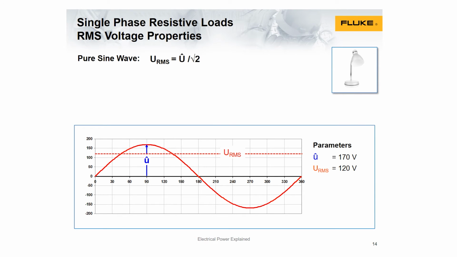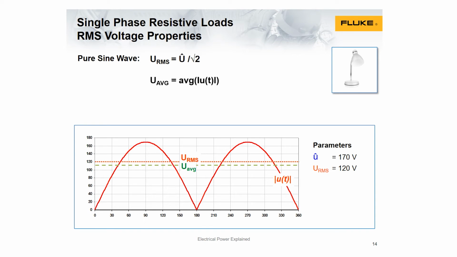RMS for a pure sine wave. For a pure sine wave, and only for a pure sine wave, the RMS voltage is the peak value divided by the square root of 2. Incidentally, don't confuse the RMS value U_RMS with U average, the rectified average value. Although the average value of an AC signal is 0, rectify it and you get U average, since full-wave rectifiers convert the negative values to positive ones to give the modulus |U(t)|. The RMS value is slightly higher, 1.11 times the average.